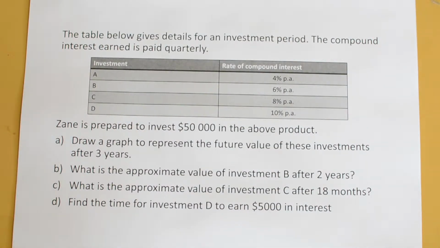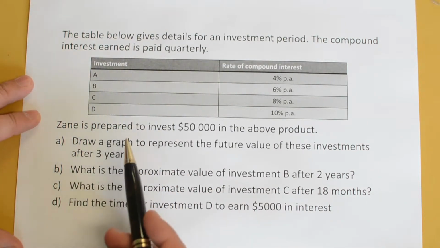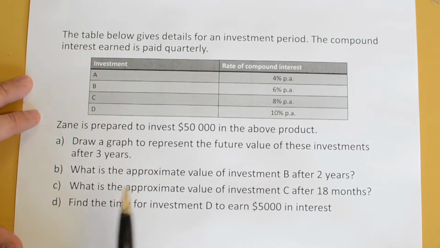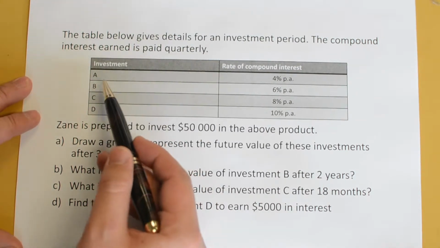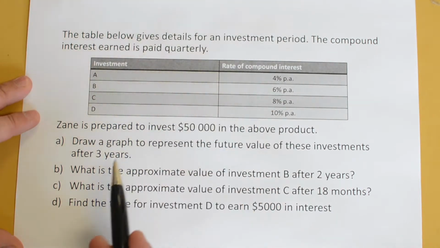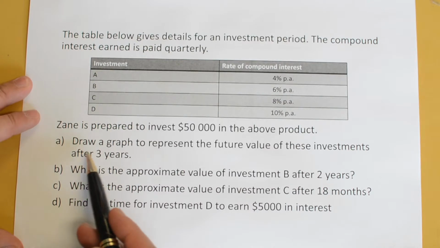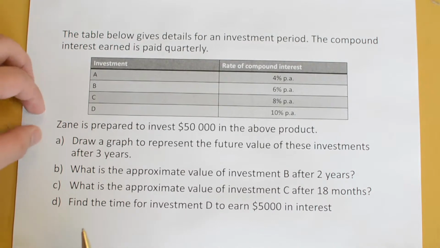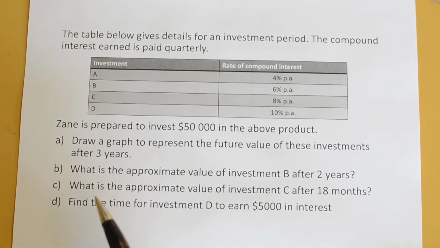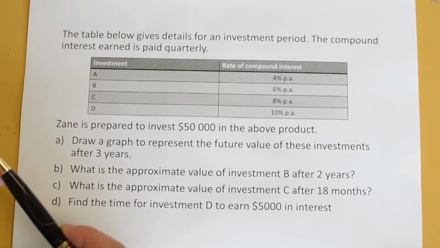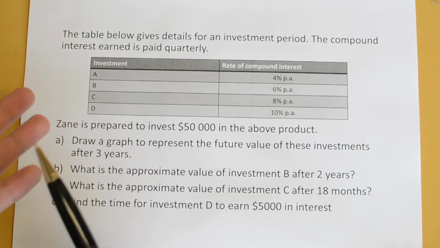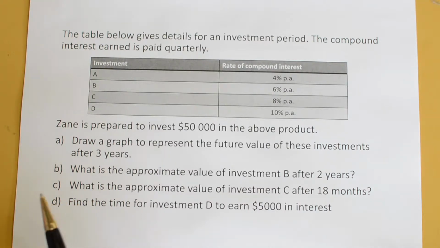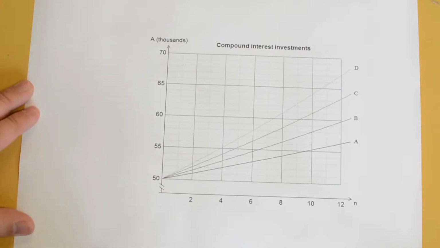Here is an example. The table below gives details for an investment period. The compound interest earned is paid quarterly. Zane is prepared to invest $50,000 in the above product. There are 4 investments, all earning different rates of interest. What we need to do is draw a graph to represent the future value of these investments after 3 years. If you had your table of values, you'd say at n equals 0, n equals 1, 2, 3, 4, and so on, until you get a good idea of what the curve looks like. Now, I'm not very good at drawing, so I've prepared this on the computer.